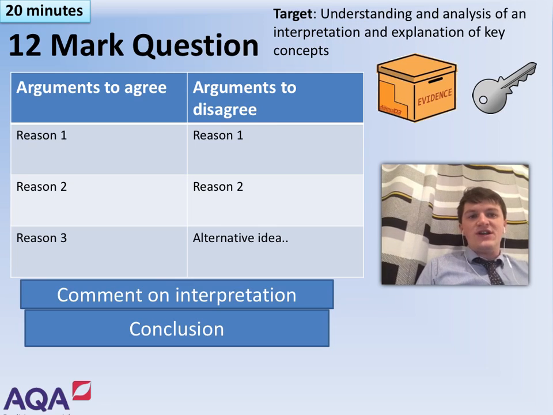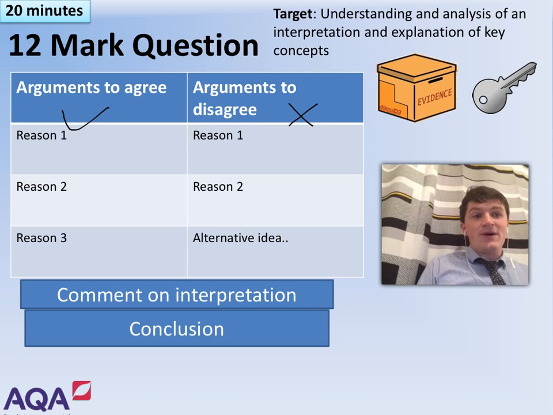So the 12-mark question is obviously slightly longer and demands slightly more of you. The exam board's target for this question is it wants to see an understanding and analysis of an interpretation and an explanation of key concepts. So you get given a statement, and what you've got to do is agree with it, disagree with it, comment on maybe why the interpretation came about, and then conclude and answer the question.